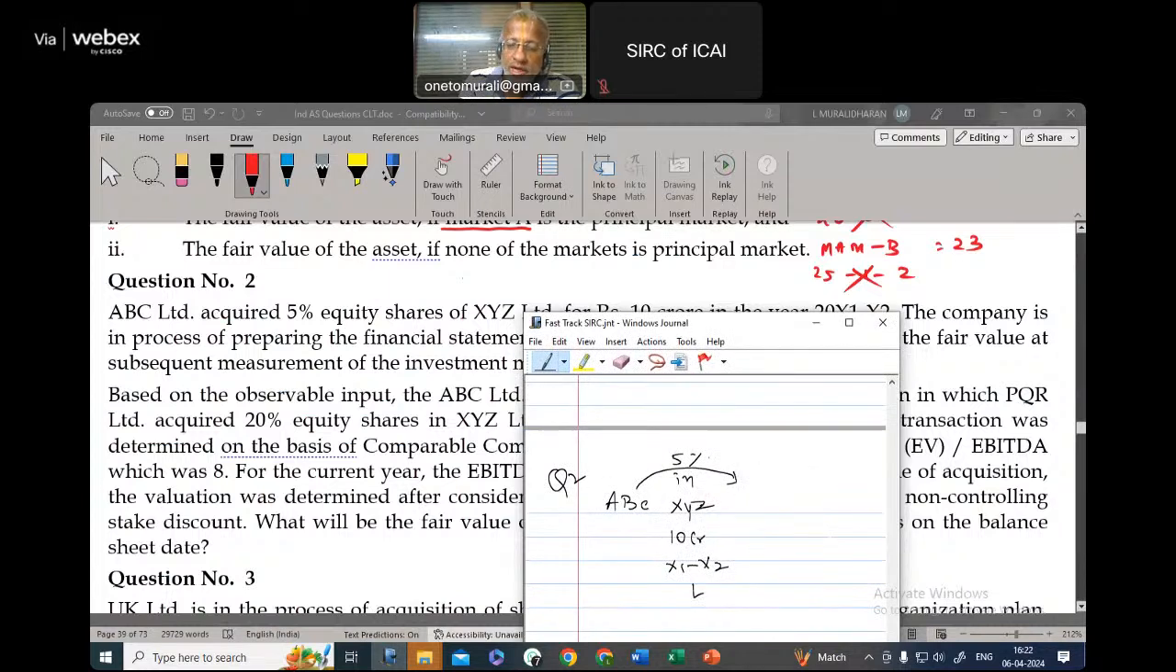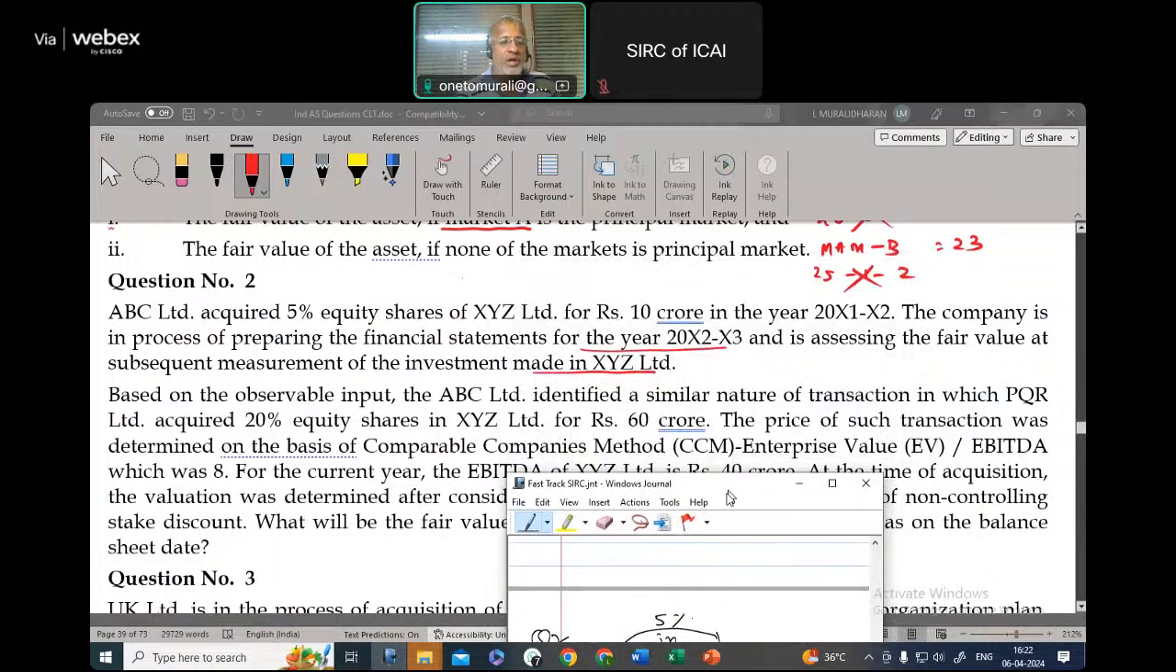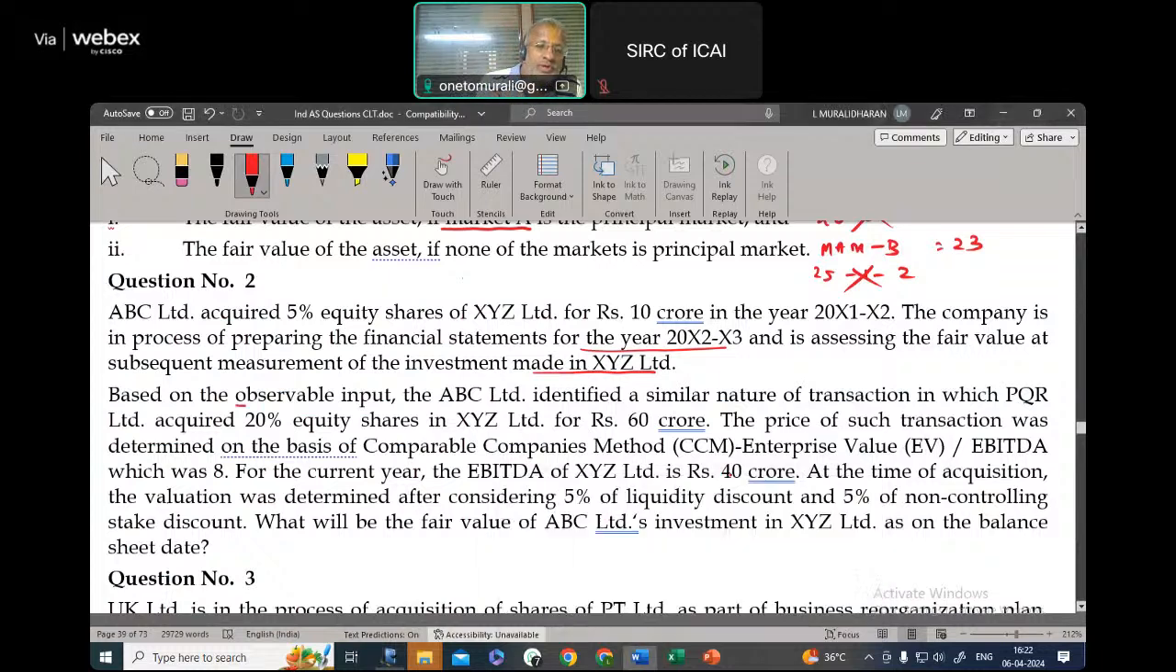So they want to value it by X2, X3. That is 31st of March, X3 is the date on which they want to know the value in XYZ Limited, based on observable input. So that means it is not identical. It is somewhat similar nature of transaction.